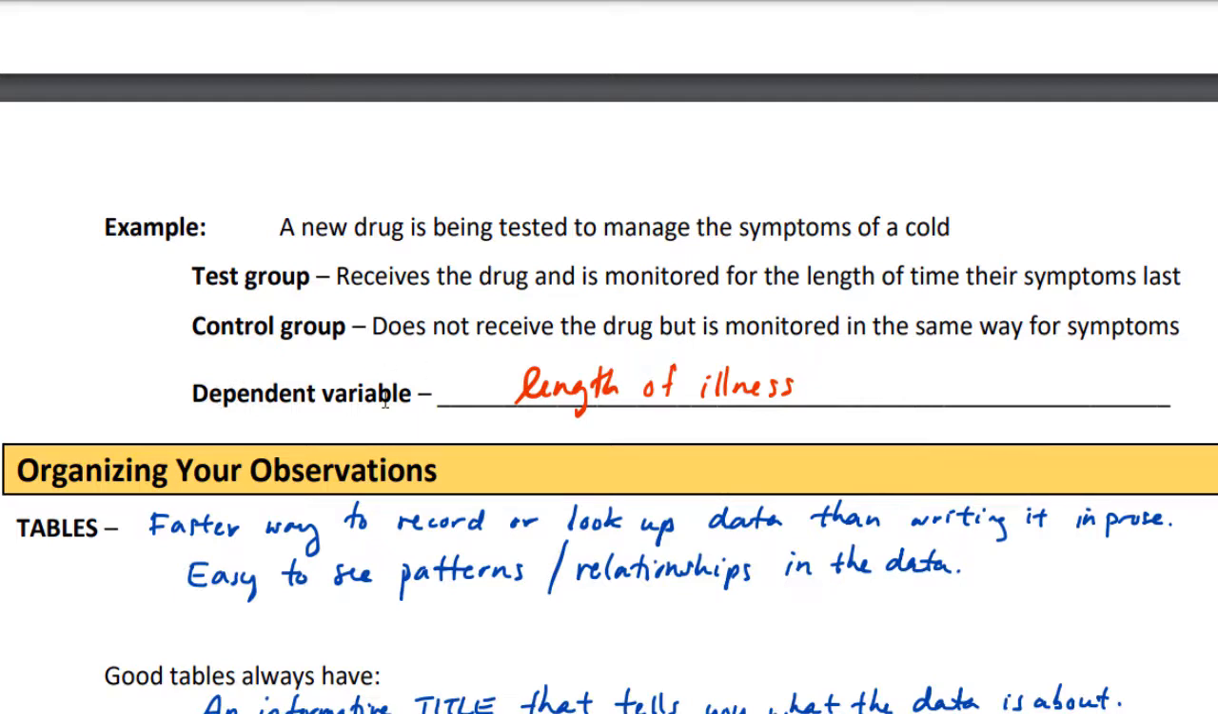What would be the dependent variable in this case? Well, that would be how long the person's sick for. How long do the symptoms last? Were they able to clear up the symptoms? So I'm looking between the test group and the control group. The only thing that I changed was who has the drug. So that was my independent variable. It's the thing that I controlled. And then the dependent variable was, did it help them? Did it relieve symptoms? Was there a shorter length of the illness and whatnot?